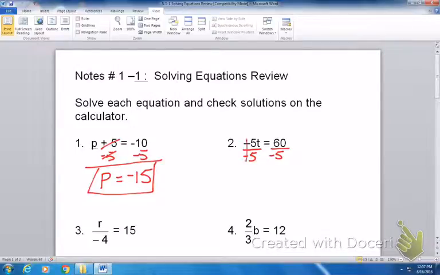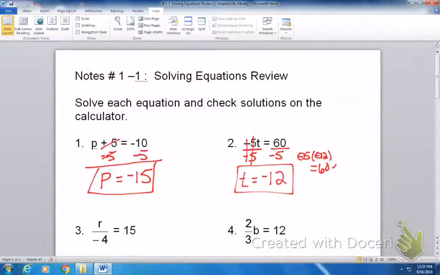So over here, the negative 5's cancel and leave me t. Then I have 60 divided by negative 5. That's going to be negative 12. Now you could put this back in your calculator. You'd put negative 5 times negative 12, and you would end up getting 60. Remember, a negative times a negative is a positive.